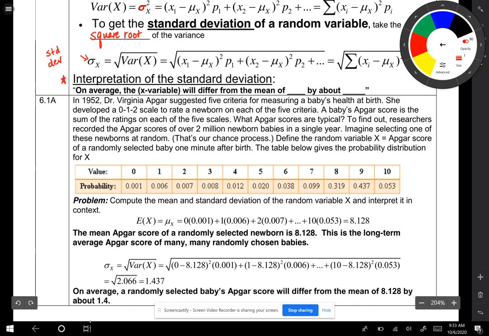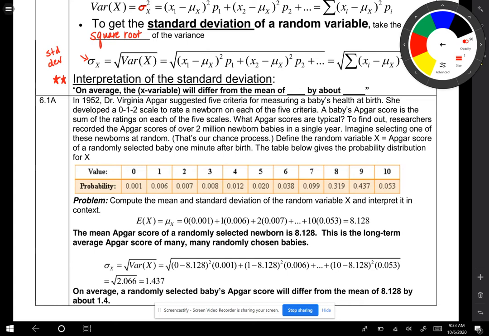As far as the interpretation goes, again, something that I would highlight. On average, whatever the X variable is, the number of goals will differ from the mean of whatever that mean was by about a certain number. And we will do an example.